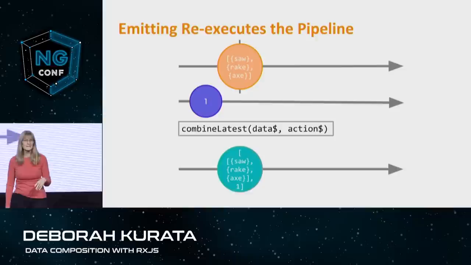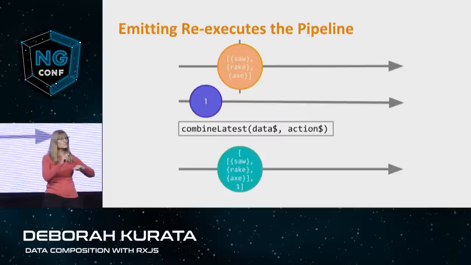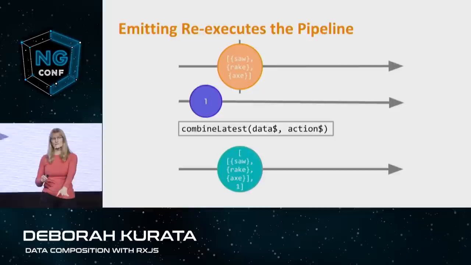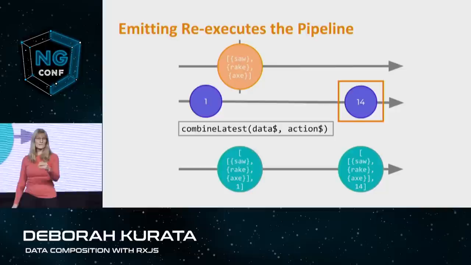Recall that I said that with combineLatest, it won't emit until both streams have emitted. So now I've got in my code a saw, a rake, an axe, an array, and then the 1. Then when the user clicks on something else, I get another ID in the action stream, which causes the combineLatest to re-emit, and then I can process that data.